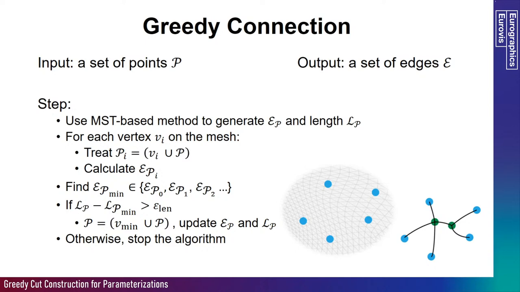Finally, we find the set of auxiliary points we need and an approximate standard tree as a cut. By the way, we store and reuse the path information of key points in each loop. In addition, the procedure is parallelizable. Therefore, our greedy connection is very fast.